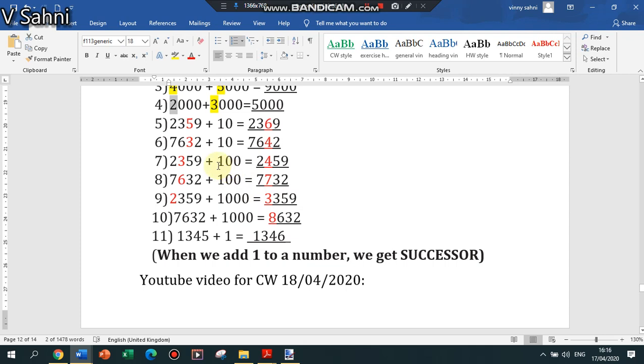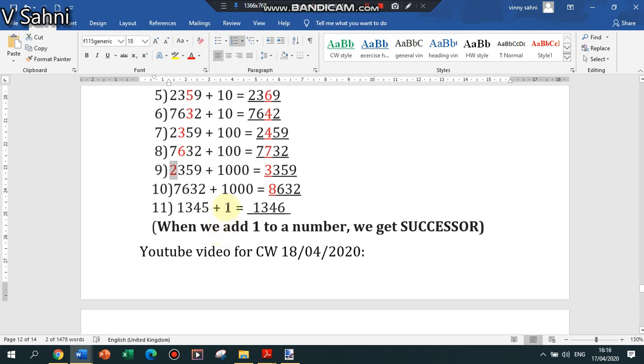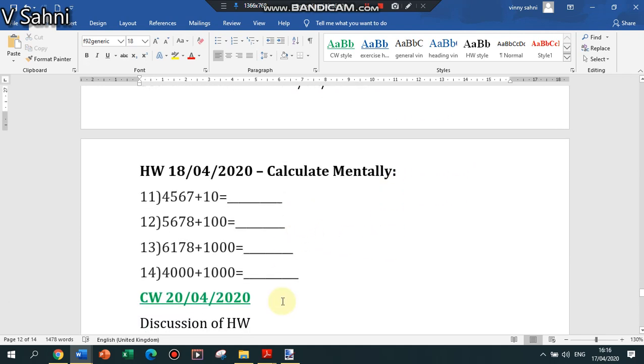7642. All right, so remember that if you are adding 10 to a number, then the tens place will increase by 1. If you are adding 100 to a number, then the hundreds place will increase by 1. If you are adding thousands to a number, then the thousands place value will increase by 1. If you add 1 to a number, then you get the successor. All right, based on these rules, I have given you these things.